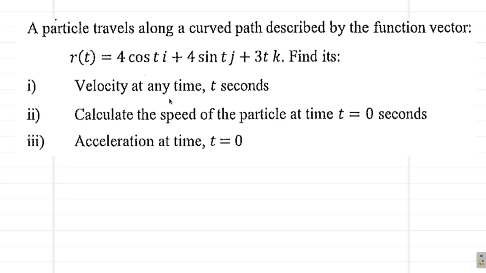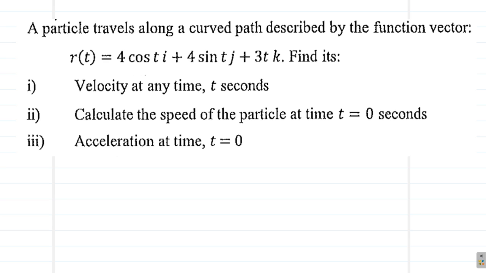A particle travels along a curved path described by the function vector. So you have the function vector here: r of t equals 4 cos t i plus 4 sin t j plus 3t k. You must find its velocity at any time t seconds. You must also calculate the speed of the particle at t equals 0 and the acceleration at t equals 0 seconds. Okay.